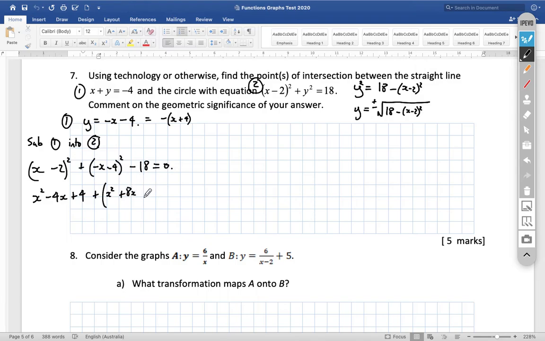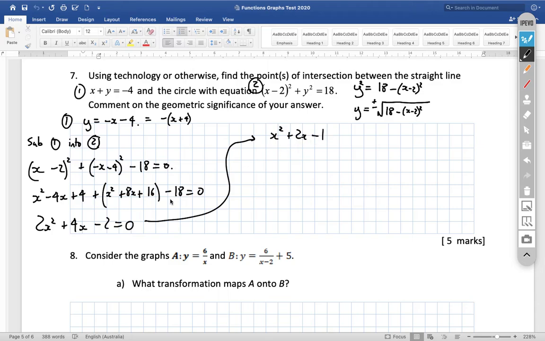Then you've got this squared plus 16. And you've got a minus 18. Let's tidy it up. We've got a 2x squared minus 4x plus 8. That makes plus 4x. Then you've got a 4, 16. That makes 20 minus 2 equals 0. We can divide everything by 2 because it's all even numbers. x squared plus 2x minus 1.